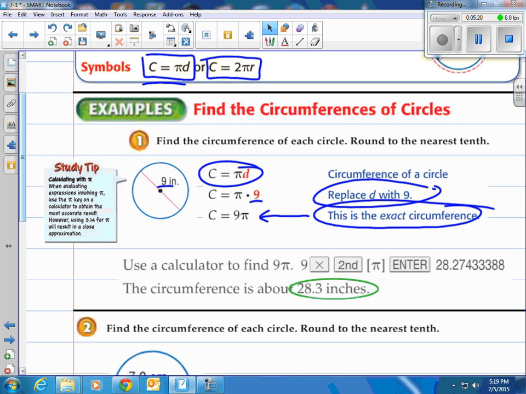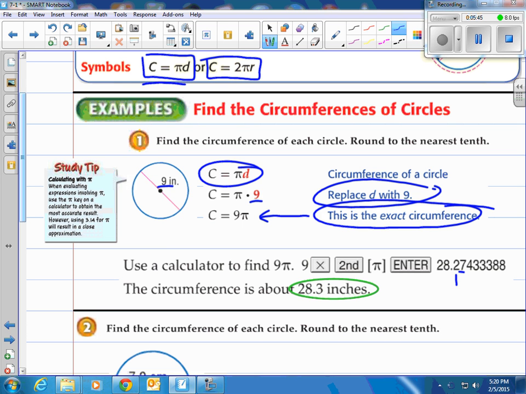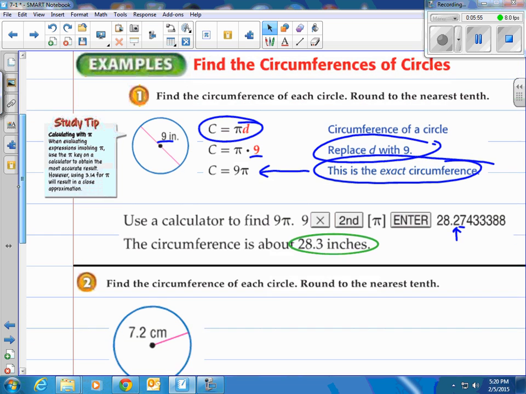And what is the answer to that? Well, use your calculator, and they show you the calculator sequence there. You push in 9 times, and then you have to use the second button. Use the pi button if you're using the TI-30. You hit enter, and you get that long decimal that goes off the screen. And the reason why is pi is an irrational number. So we need to round this, it says, to the nearest tenth. If you notice, we have a 7 right here. So we're going to want to round this one to a 3, because 7 is 5 or greater. So the circumference is 28.3 inches. Again, all we did was plug in 9 for the diameter and then multiply by pi.